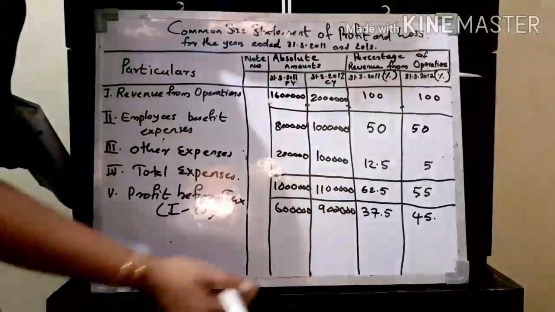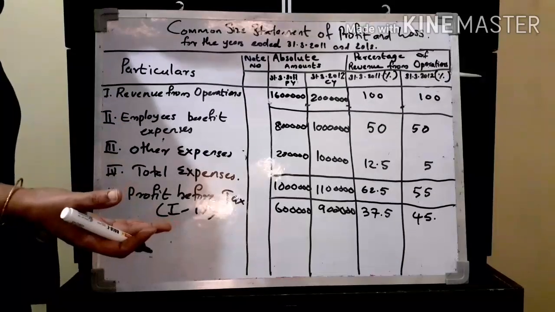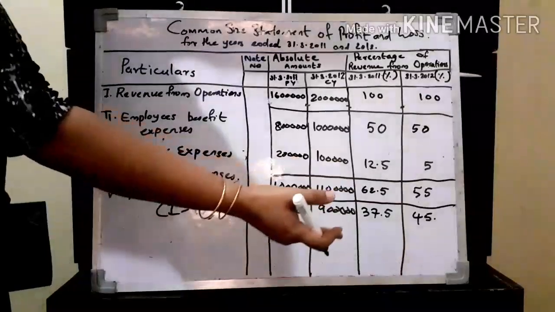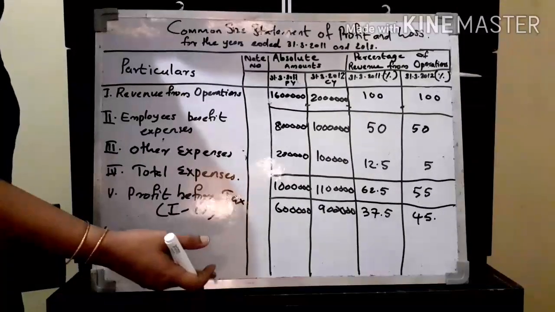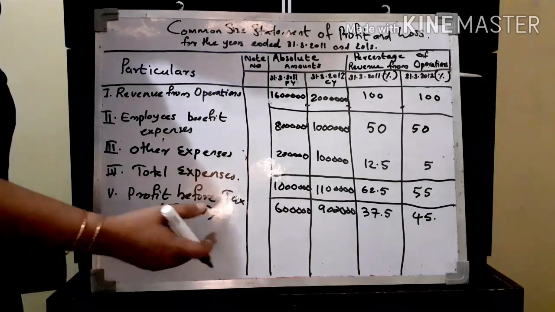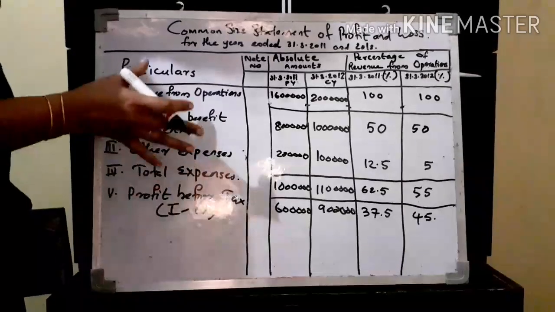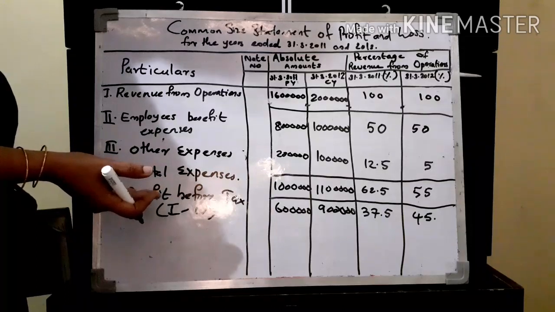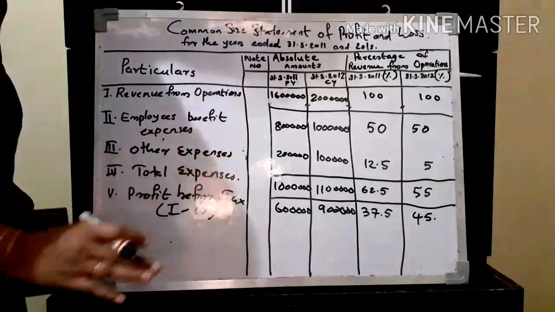In this question, income tax is not given. If income tax is given, then the next step is less income tax. You convert the income tax amount into a percentage of revenue from operations as well. After income tax, you deduct: profit before tax minus income tax is equal to profit after tax. But in this problem, income tax is not given; only revenue from operations and other expenses are given. So you calculate till profit before tax.